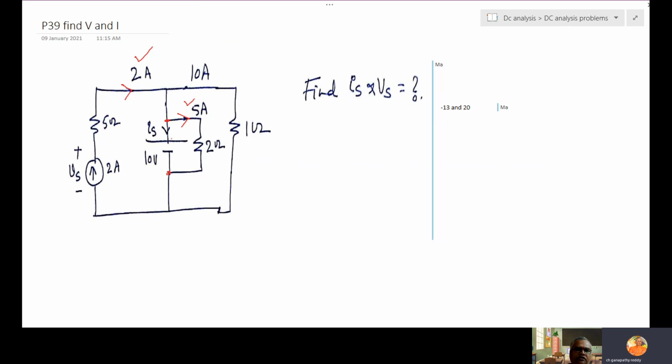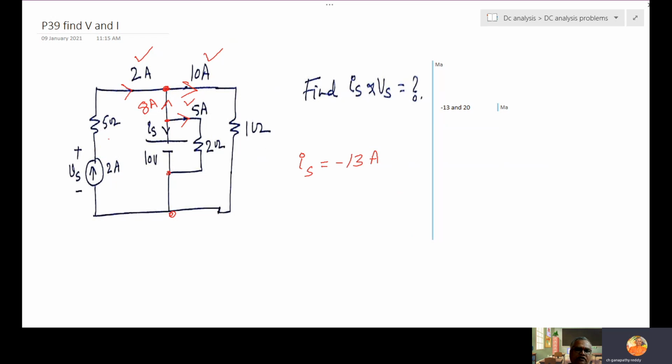Next, if this is 10 volts, what is voltage here also? 10 volts. 10 by 1, 10 amps. Next. So this is 10, this is 2. What is outside, upper side current must be 8. Because 8 plus 2 is 10. 8 plus 5, 13. But IS is flowing reverse, downside. Na? So what is IS now? Minus 13.